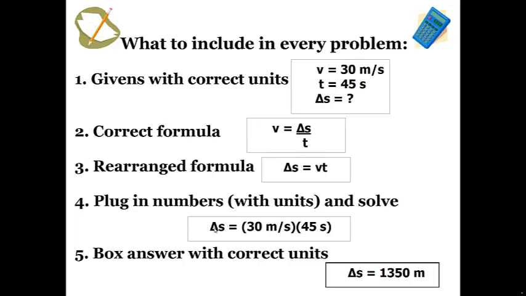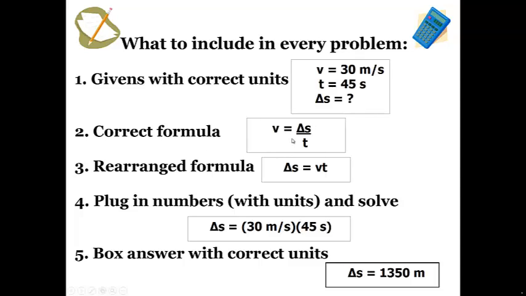So whenever we work a word problem in physics, the first thing that you're going to do is always write down your givens. So what are they physically telling you from the problem? Any constants that you know, like gravity, are always going to be a given. Then you're going to write down your unknown. So in this case, we're solving for delta S. So I need to see what you are solving for. Okay, then I'm going to see the correct formula.